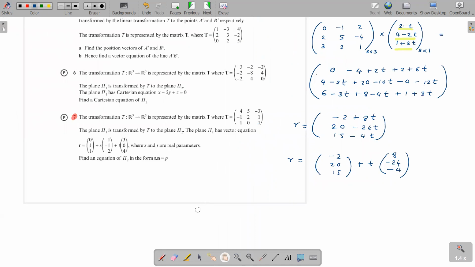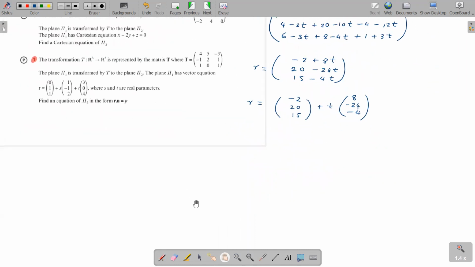Let's move on to the seventh question. The transformation T moving from three-dimensional object to three-dimensional image is represented by the matrix T. Okay, again T is given by this 3 by 3 matrix. The plane 1 is transformed by T to plane 2. Now this time what are we moving? We are moving planes. Plane 1 is transformed to plane 2.